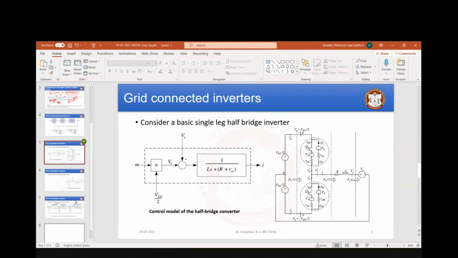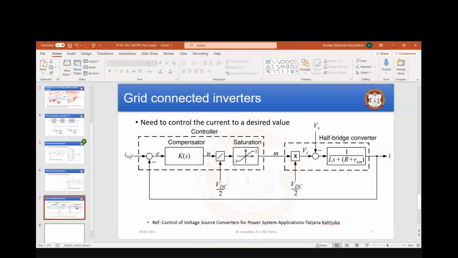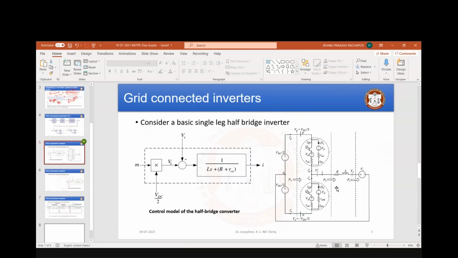Actually, if I have more time, then I would have explained. I should have done that extra simulation also. I just made this part of the simulation only to show the basic view of a grid connected inverter. That means it is not only this. This is the actual representation of a half bridge converter. Suppose I don't have a filter, I have a motor here.